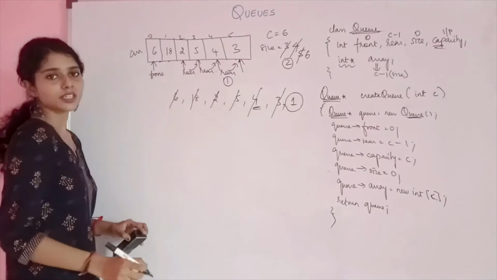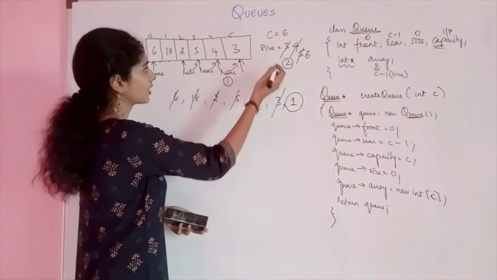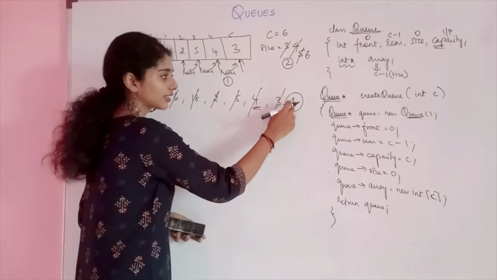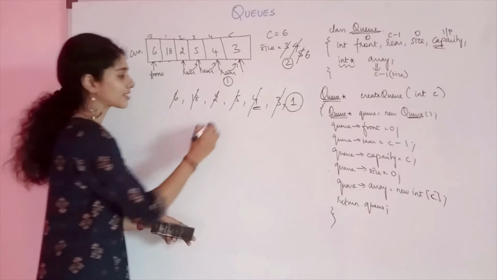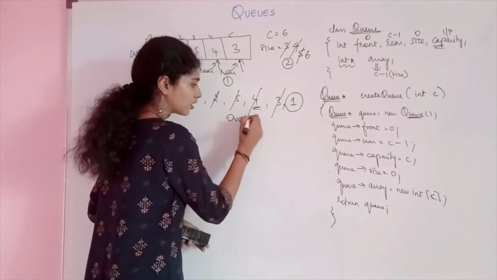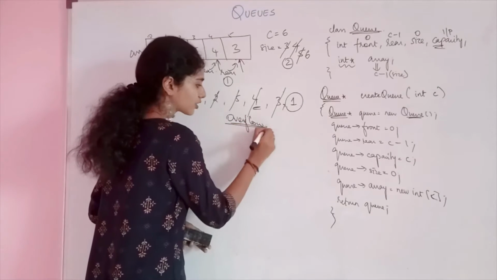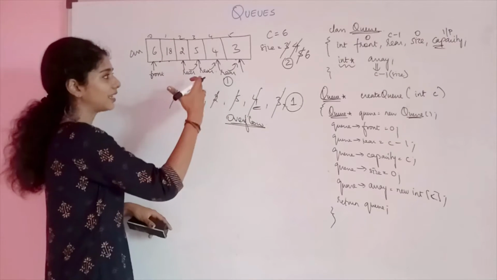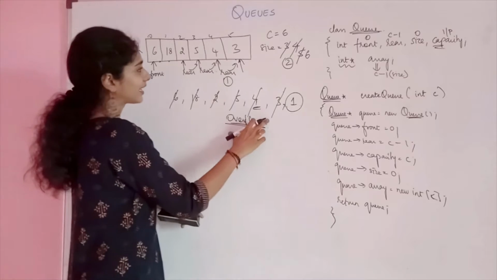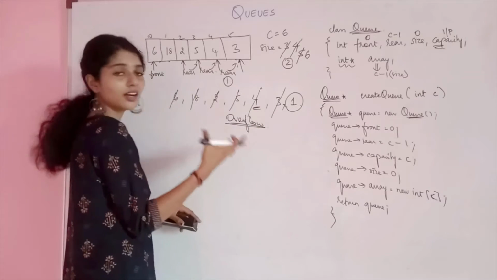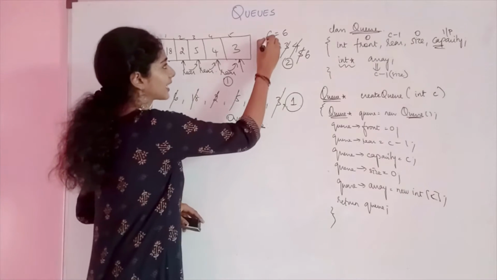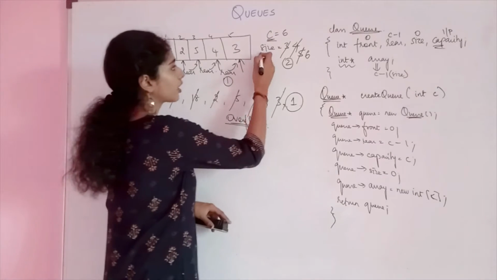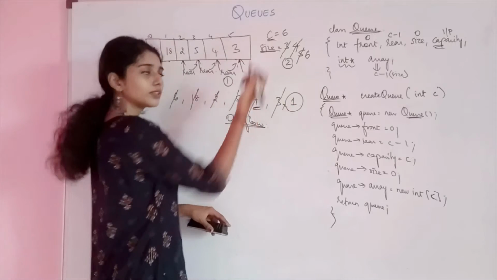Will I be able to insert it? Obviously no, because the capacity is only 6, and all the 6 elements are right now filled. So I cannot insert the element 1. This is called the overflow condition. Why am I telling you that it's called the overflow condition? Because you can no longer insert the element into the queue. Why can you no longer insert? Because the capacity is reached. How did I know the capacity is reached? Because the size is equal to the capacity, right?